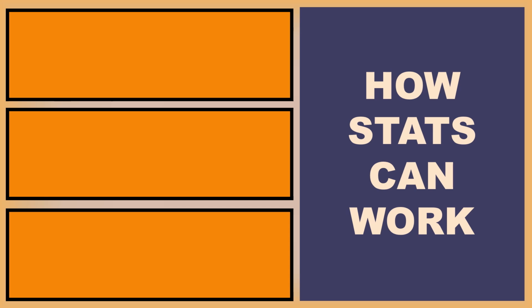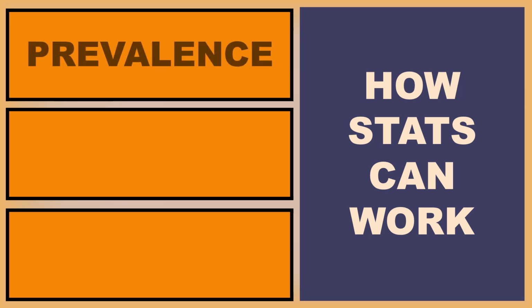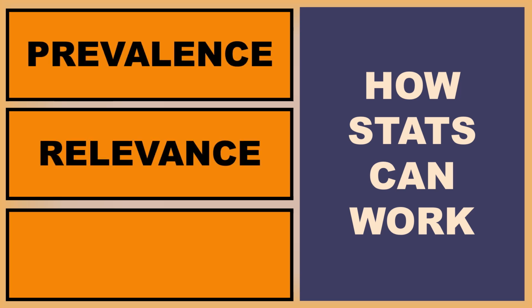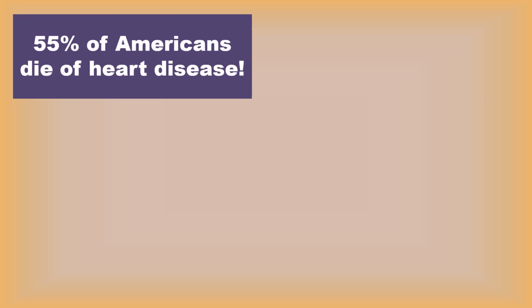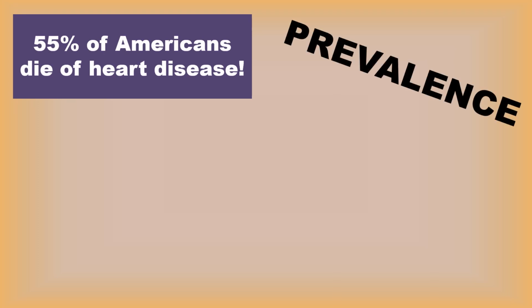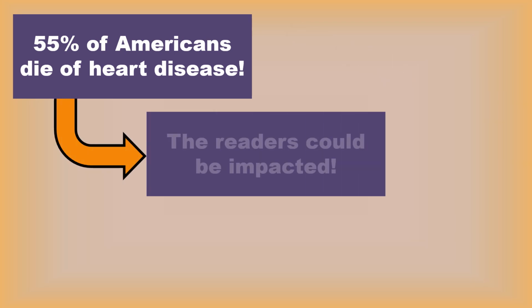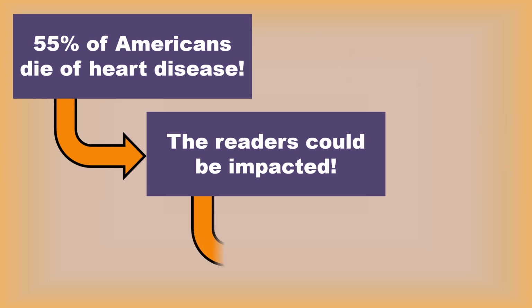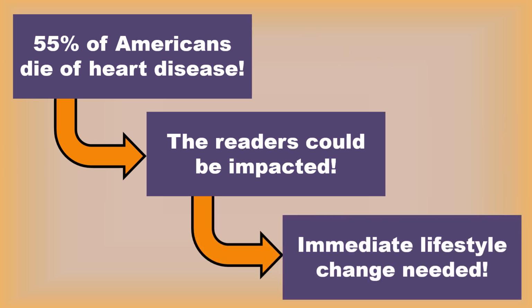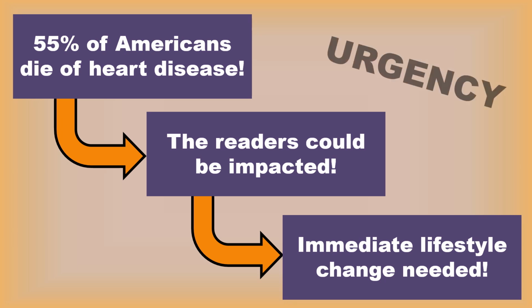Well, stats can serve three purposes. First, they can show the prevalence of an issue. Second, they can show the relevance of the issue to the reader. And third, they can show the urgency of addressing the issue. We could start by saying that 55% of Americans die of heart disease, and this shows the prevalence. Now, in addition, the readers could be directly impacted by that number, and then that also shows the relevance. And finally, if there are immediate lifestyle changes needed, then that also shows the urgency.